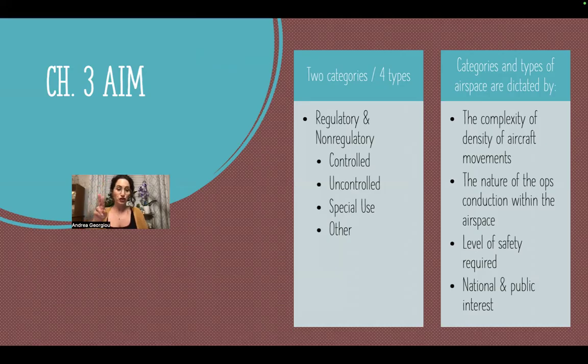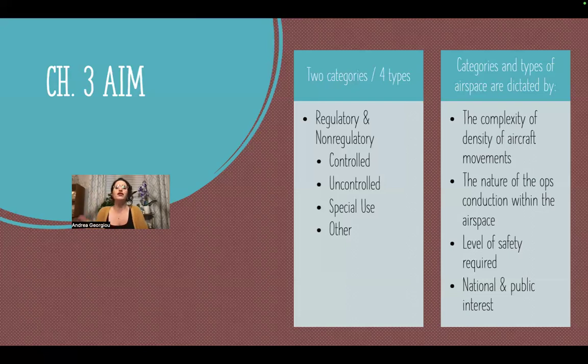After those two categories, within that, there are four types of airspace. There's controlled airspace, which means it's controlled by air traffic control, which means basically you need permission to move in certain areas. Sometimes there are areas where you don't have to have permission, non-movement areas, but you have to have permission to move in controlled airspace. Then we have uncontrolled airspace, special use, and then other. An example of other would be TFRs, which we'll get into.